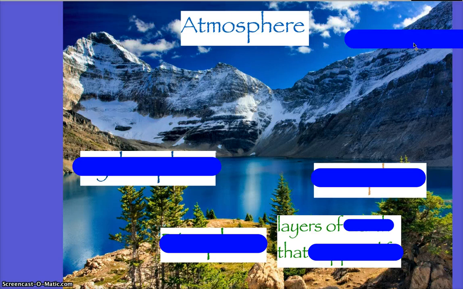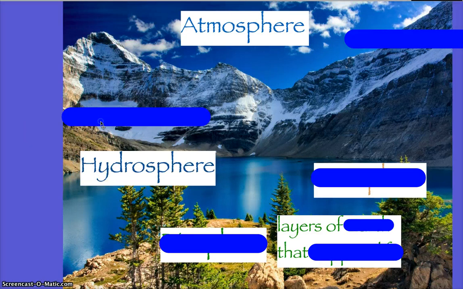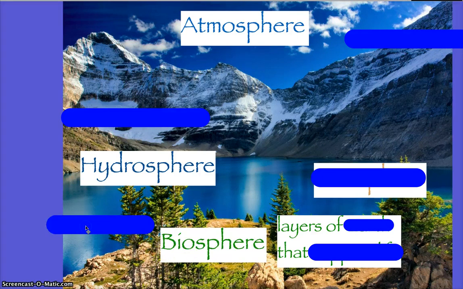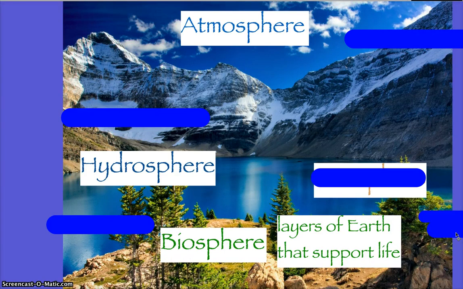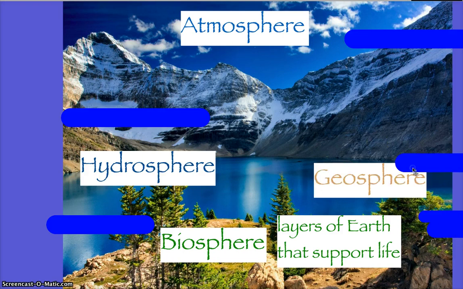What's another layer of Earth or another sphere? Hydrosphere. You guys are so smart. The hydrosphere is all parts of Earth that make up water. Biosphere. What does the word bio mean? Life. So any layer of Earth that supports life is considered the biosphere. And what is, good job, Geo, think of the study of rocks or land, right? Geosphere makes up the last layer of Earth, which is land. So we've got A for atmosphere, hydro means water, and geo means rocks, and then any life on Earth would be the biosphere.